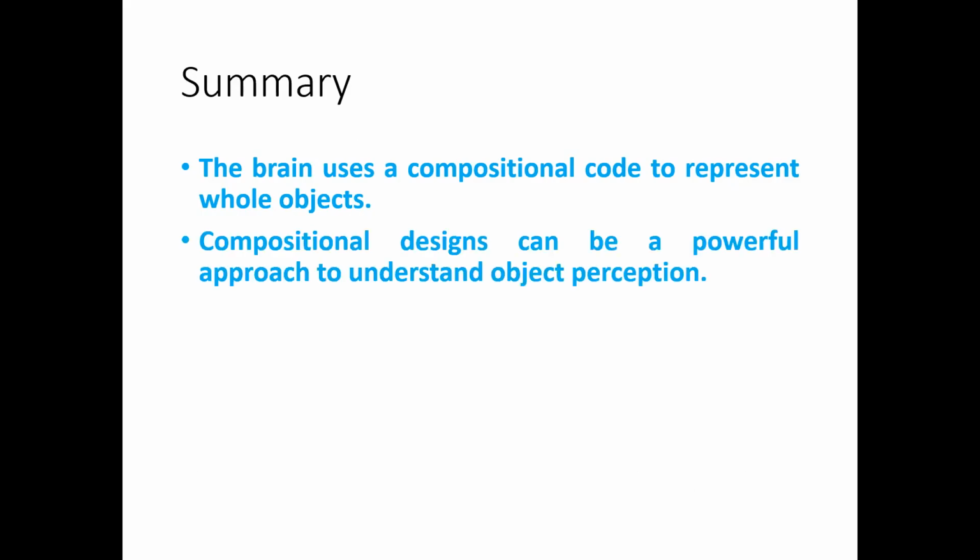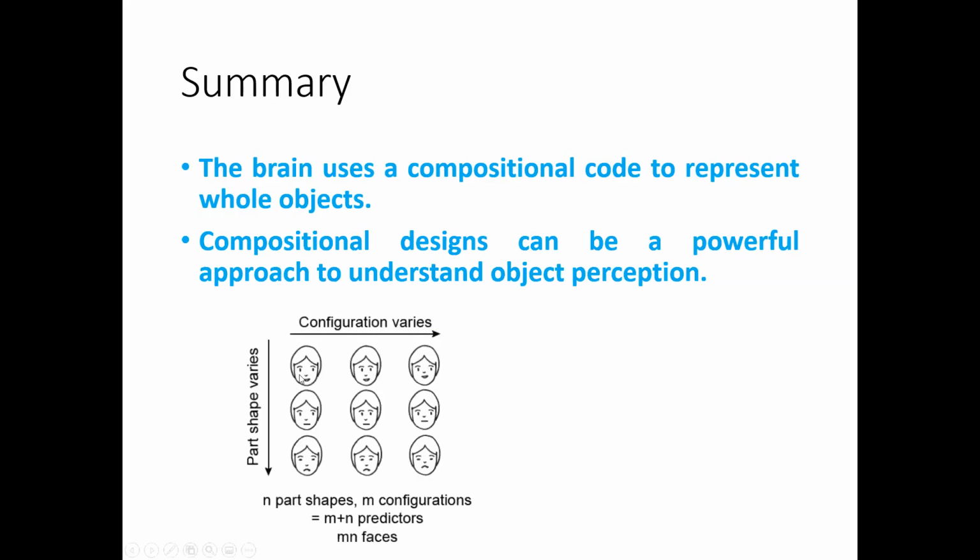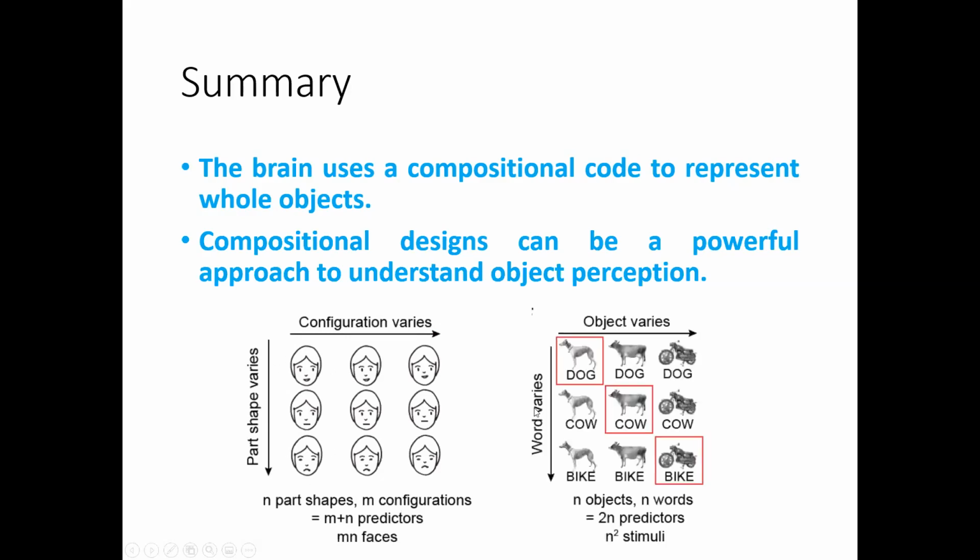The other thing I want to highlight is that compositional designs can be a really nice way to probe object perception. Let me give you a couple of new designs to think about. If you want to study faces, you can manipulate the shape of the parts independently of the configuration of the parts, and then you can study holistic processing of faces. You can also take object pictures and object words and combine them in a combinatorial fashion, and then look for special processing of these congruent object-picture pairs. These are the kinds of things we've been trying out, to see if compositional designs can help us understand special sorts of processing and holistic properties and so on.